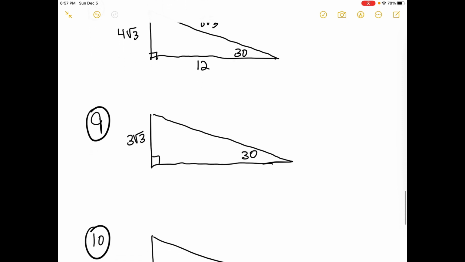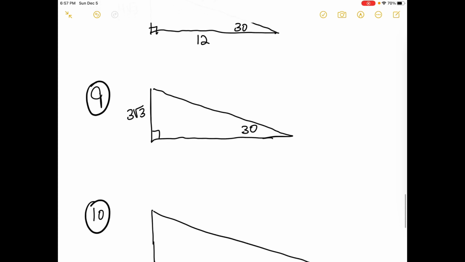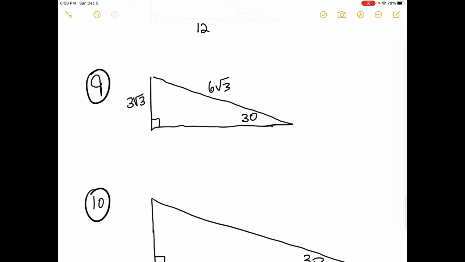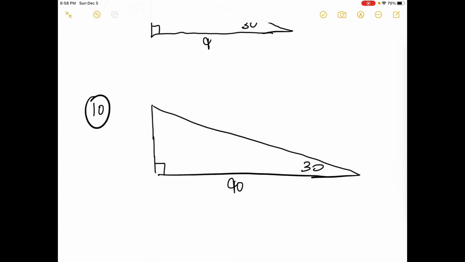Okay, number 9, short leg is 3 root 3. And double that for the hypotenuse. And then I'm doing short leg times root 3. My short leg is 3 root 3 times root 3. That's going to be 3 times 3, which is 9. Number 10, we're given short leg times root 3. So root 3 times something. It's going to be 30 root 3. Double that, 60 root 3.